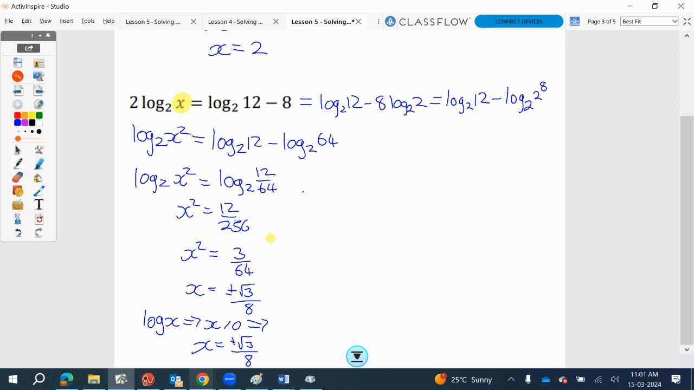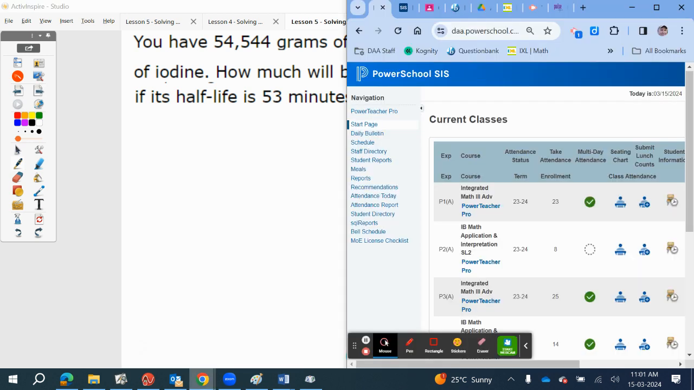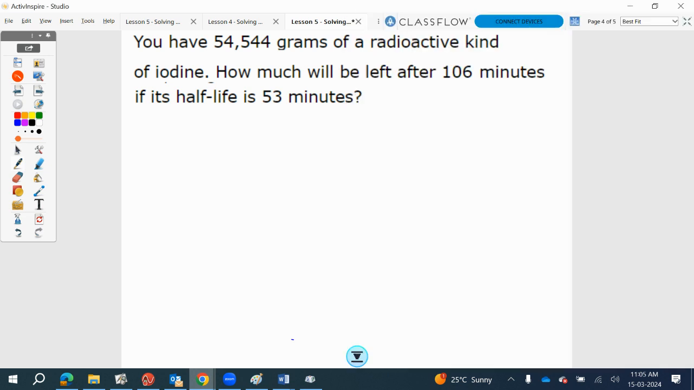Okay. Have a go at this question for a few minutes. Let's have a look. So we have 54,000 grams, 54 kilos, of radioactive iodine. How much will be left after 106 minutes if its half-life is 53? So what's going on here?